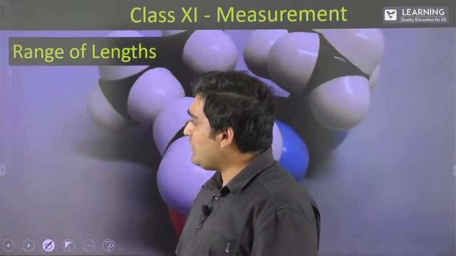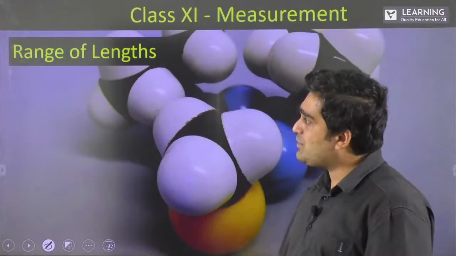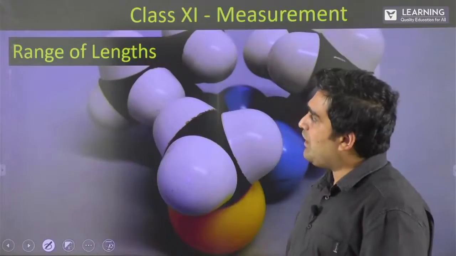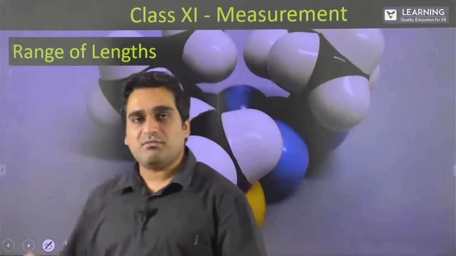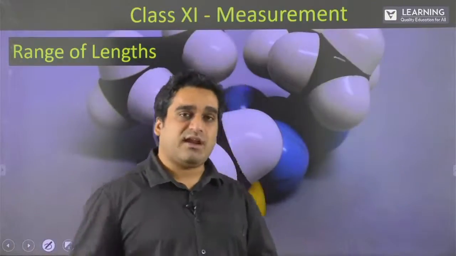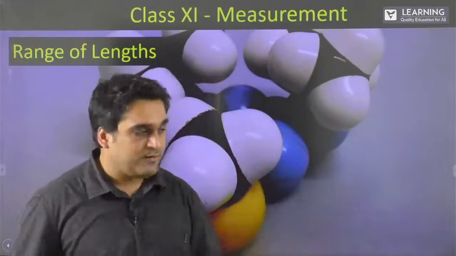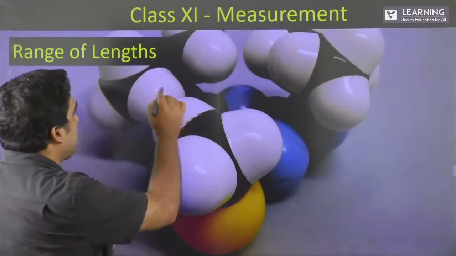Now we enter the next section, which is to find the various ranges of lengths. What are the various ranges of lengths that exist? We have learned that meter can be classified into various forms such as centimeter. It could also be put forth in the form of millimeter, micrometer, nanometer. So let's quickly make note of that. Let's start with centimeter.